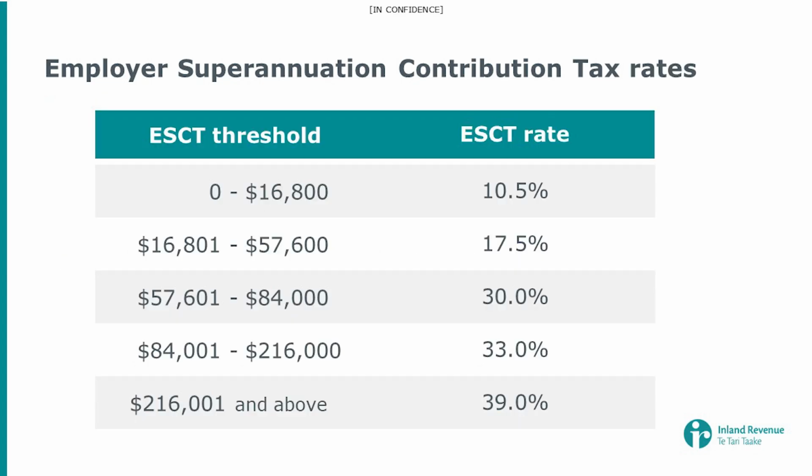Here are the different ESCT rates and thresholds. Work out the ESCT rate based on the total wages plus employer contributions for the year. For example, if an employee earns $40,000 per year and the employer KiwiSaver contributions are $1,200, then the combined total is $41,200 and the ESCT rate will be 17.5%. Once you've worked out the ESCT rate, you'll enter this into the PAYE calculator. The calculator will tell you how much ESCT to deduct from the pay. The ESCT rate stays fixed for the year, regardless of any change in salary or wages.